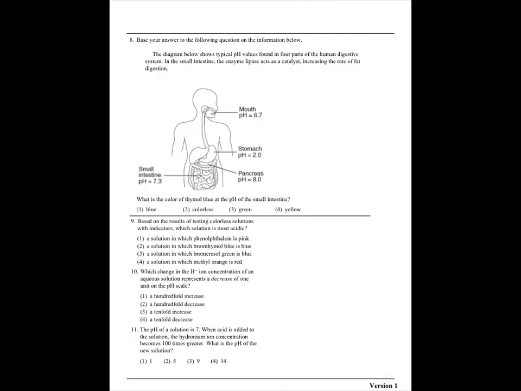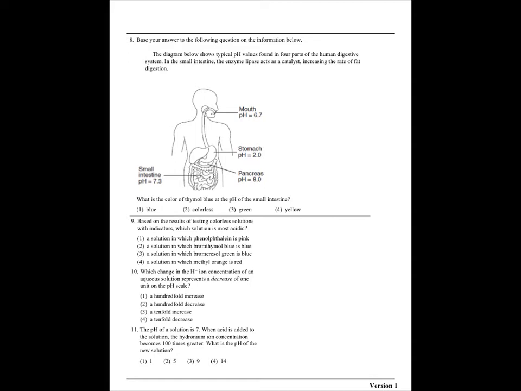Okay, number 8. Oh, this is new. I've never seen something like this. Alright, here we have a diagram of a human body, parts of the human digestive system. And they give us the various pH levels of certain parts of the body. And here you can see the stomach has the lowest pH, so that's super acidic. That's where most of the digestion occurs.